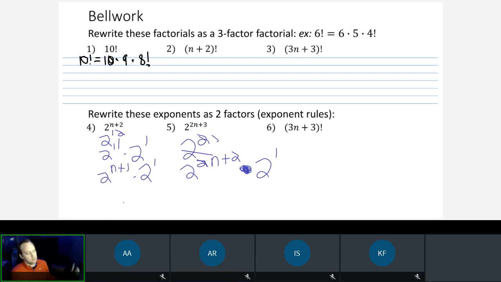Oh, if you didn't know, you can actually use multiplication as a dot, as a star, or as an X, which I avoid because X looks like a variable.